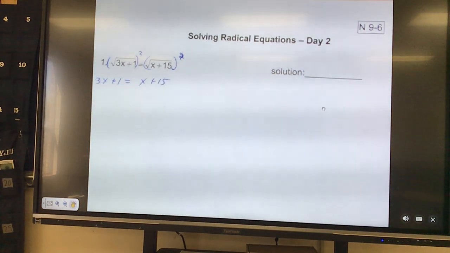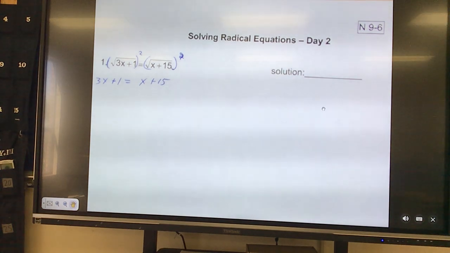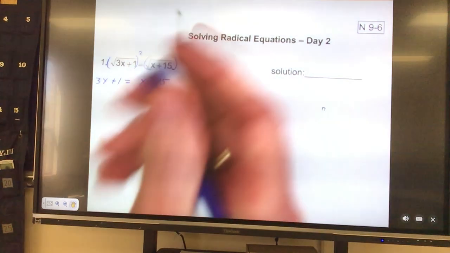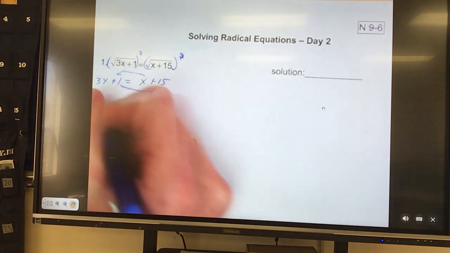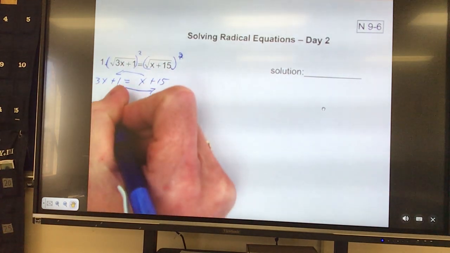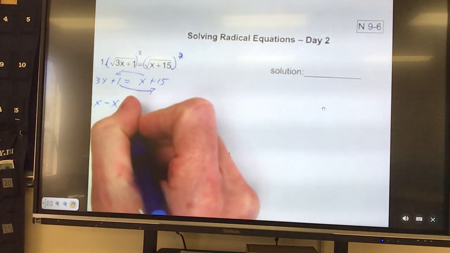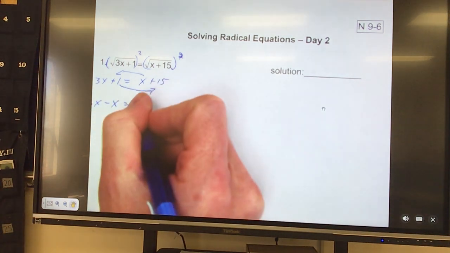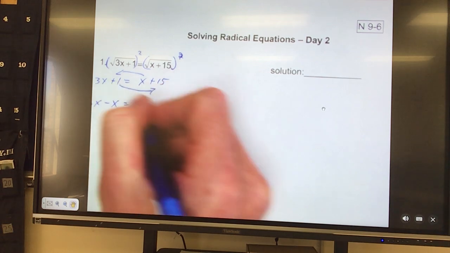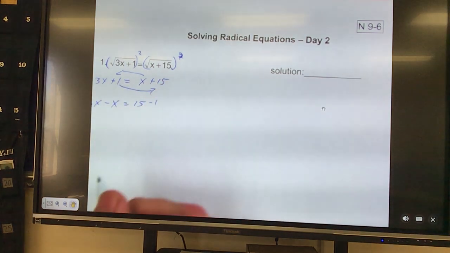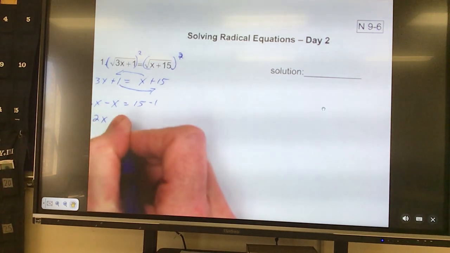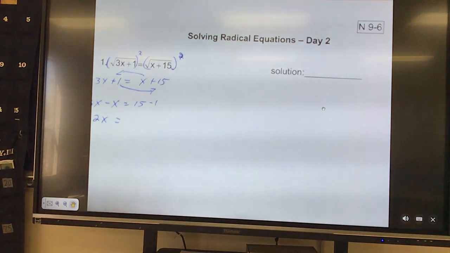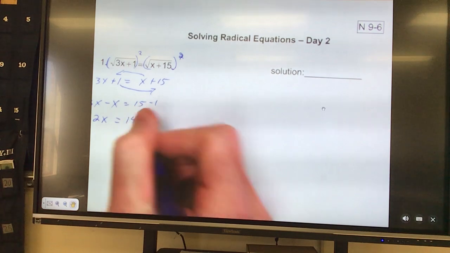Now, of course, if we're solving for x, we want to get the x's on one side and our regular numbers on the other. So I'm going to move the x across here and the 1 over here. So I've got 3x minus x equals the 15 that's already on the right side. Then 1 comes across, becomes a negative 1. So 3x minus 1x is 2x equals 15 minus 1 is 14.